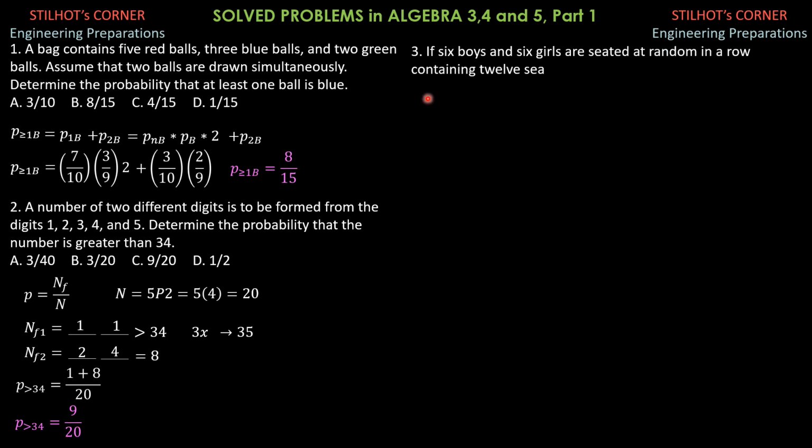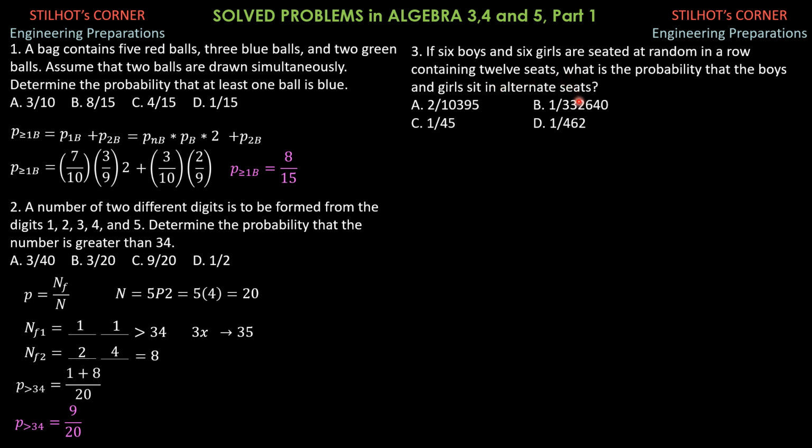If 6 boys and 6 girls are seated at random in a row containing 12 seats, what is the probability that the boys and girls sit in alternate seats? So let's have the figure or the solution. So number of favorable outcomes, let's have this guide here, and the arrangement would be in a row. Just concentrate on the boys first, then on the girls.